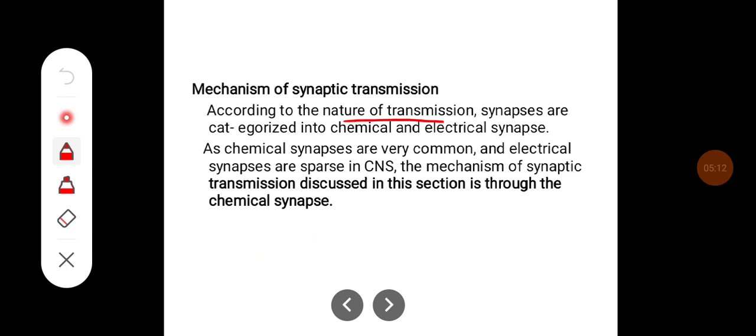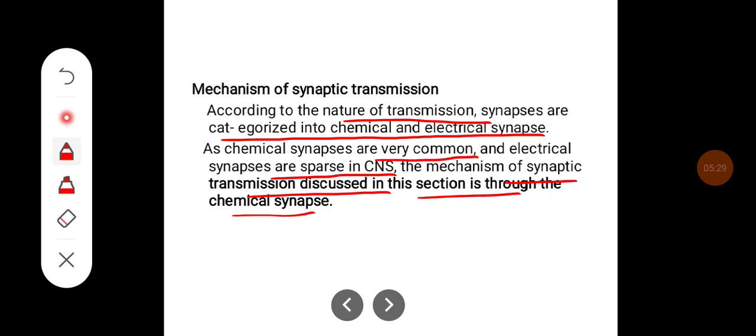According to the nature of transmission, synapses are categorized into chemical and electrical synapses. As chemical synapses are very common, the electrical synapses are sparse in CNS. The mechanism of synaptic transmission is discussed under this section through the chemical synapse.